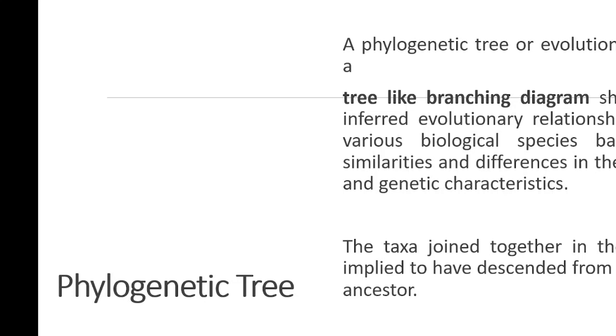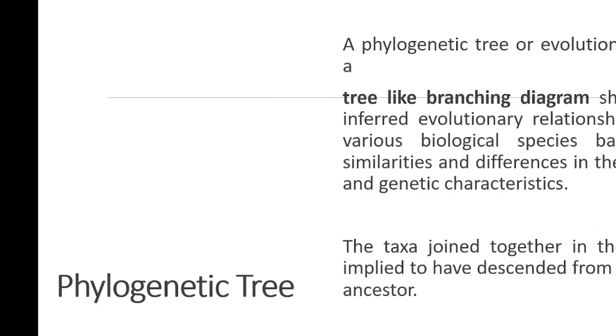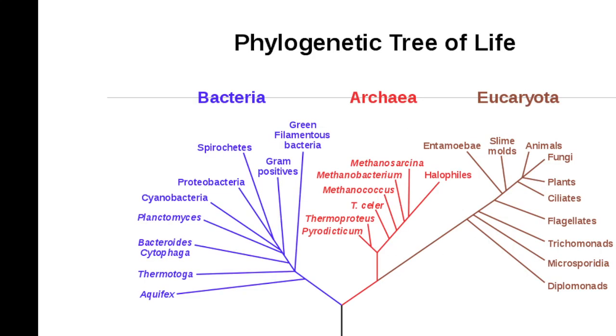That is the meaning of infer: to guess something. We are showing the inferred evolutionary relationship among various biological species based upon the similarity and differences in their physical and genetic character. A long sentence is there. But here, if you look at this, it is an evolutionary tree or a phylogenetic tree. What it is showing is inferred, what is assumed, because this is how we assume that living beings are connected with one another. So that is what we are showing in this phylogenetic tree of life.